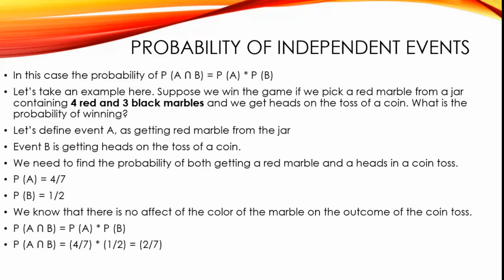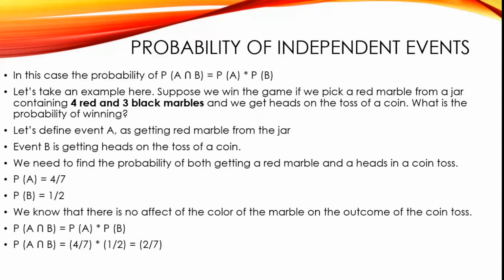So how do you represent this for intersection here now? How do you do the calculations? All these things are possible with the probability of A into probability of B. Let's take an example here. You win the game if you pick the red marble from a jar containing 4 red and 3 black marbles, and we get heads on the toss of a coin. What is the probability of winning this?